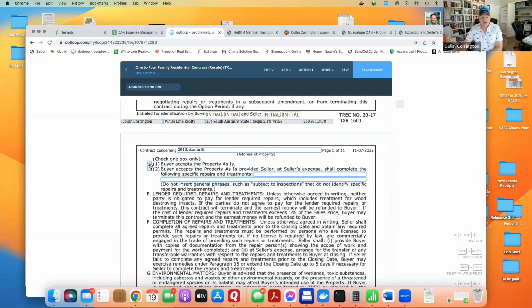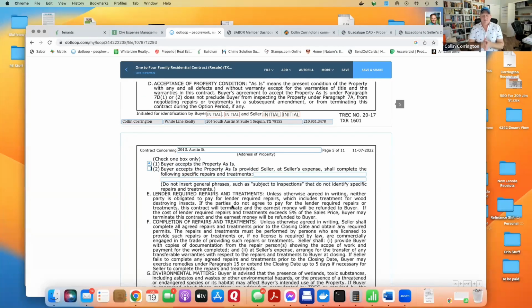When you fill out the amendment, I almost always put buyer accepts property as is, because as of earlier, I've got 10 days to terminate for any reason. So I'm going to get my inspection. And if I decide I need things fixed, I'm going to fill out an amendment that essentially mirrors this.